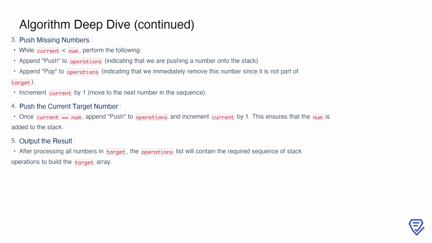When current matches the target number, we perform a single push operation to add it to the stack and increment current again. By following this process for each number in target, we build the correct sequence of operations. Once all numbers are processed, the operations list will contain the final sequence that constructs the target array.